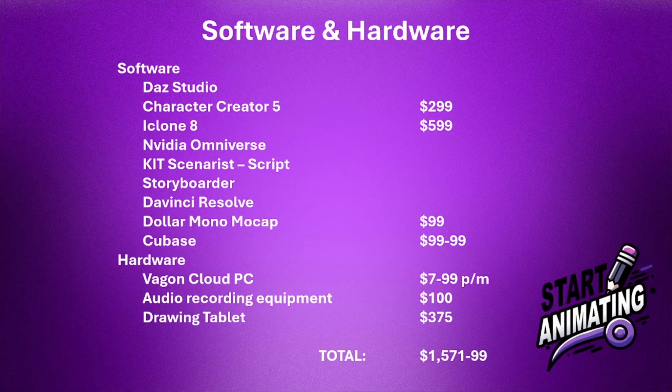And then, so the total amount is $1,571.99. And so that is basically what you're going to need if you want to create your very own 3D animation project, short film or full feature film.